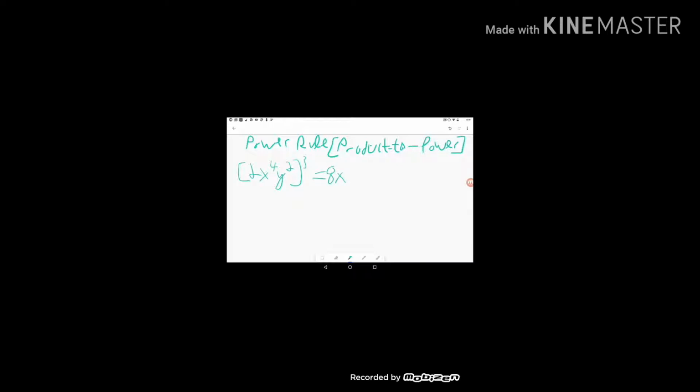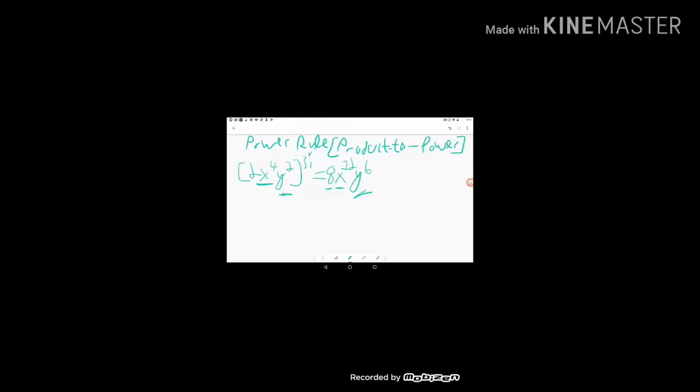So now next you have x to the 4th to the 3rd, giving you x to the 12th. And finally you have y squared cubed, which is y to the 6th. So you see how you have to break it up in parts? So you have 2 cubed, which is 8, x to the 4th cubed, which is x to the 12th, and finally you have y squared cubed, which is y to the 6th.